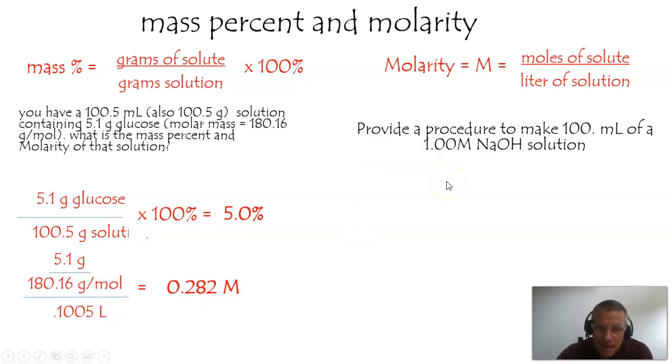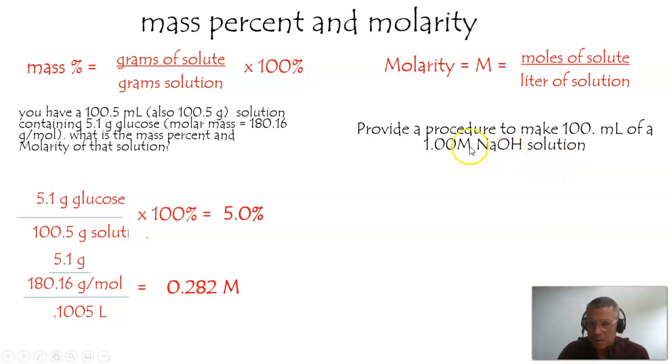Finally, it's not a bad idea to figure out how to make a solution. Find a procedure to make 100 mL of a 1 molar sodium hydroxide solution. Well, I could say it, but I don't think I could do it. I would take a certain amount of sodium hydroxide and add water until it's 100 mL. Makes sense? Don't say how much water you're going to add because, you could, but it's assuming volumes are additive, which is a little bit risky to do.